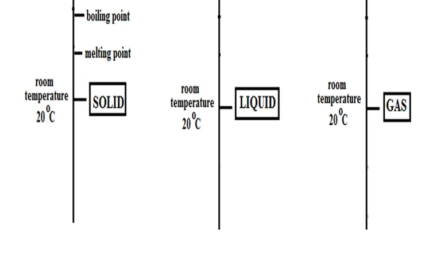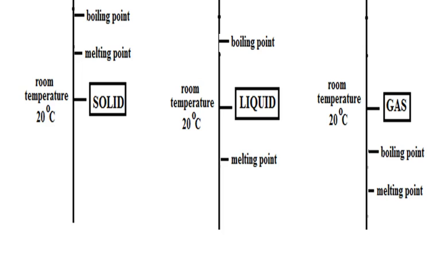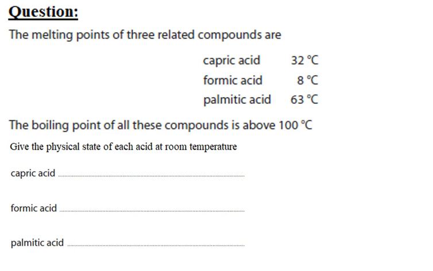If I have a substance that's a liquid at room temperature, a liquid means it has already melted, but it hasn't boiled yet. So its melting point is lower than room temperature, but its boiling point is higher than room temperature. If a substance is a gas at room temperature, it has already melted and already boiled. So its melting point and its boiling point are below room temperature.